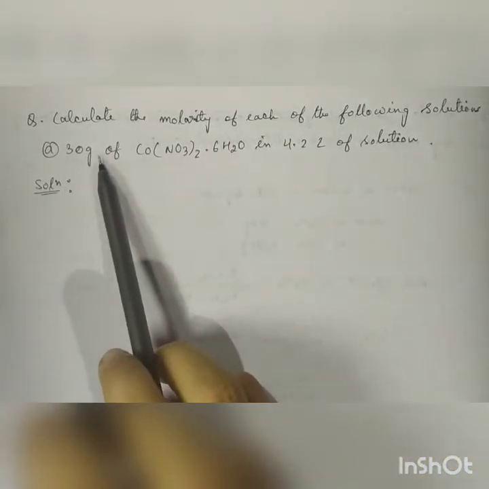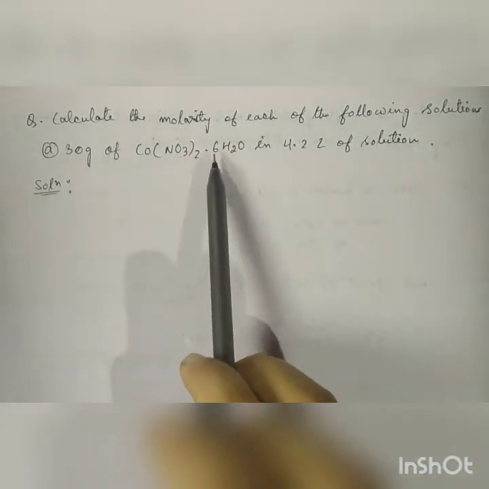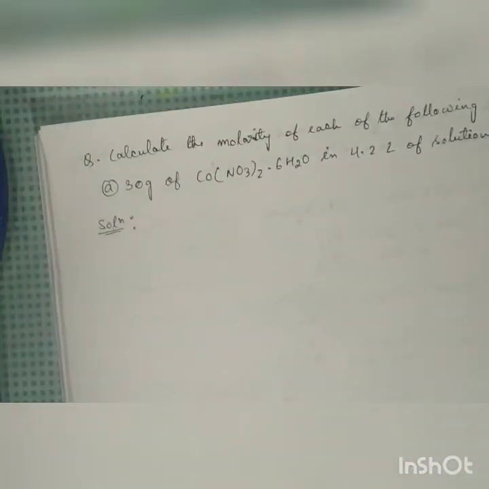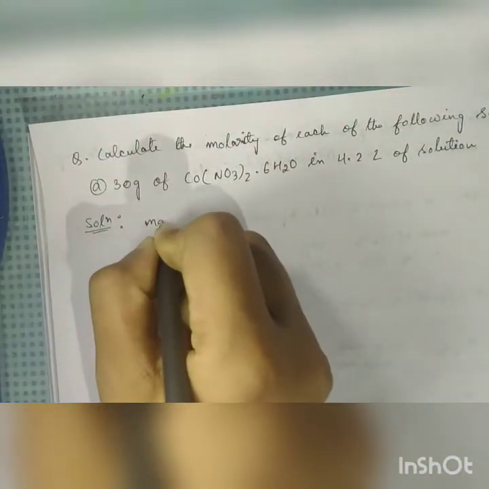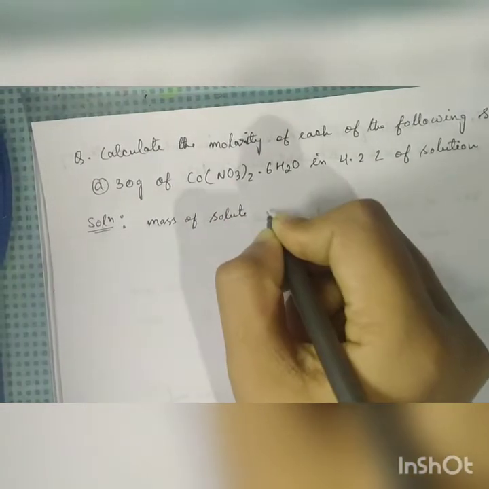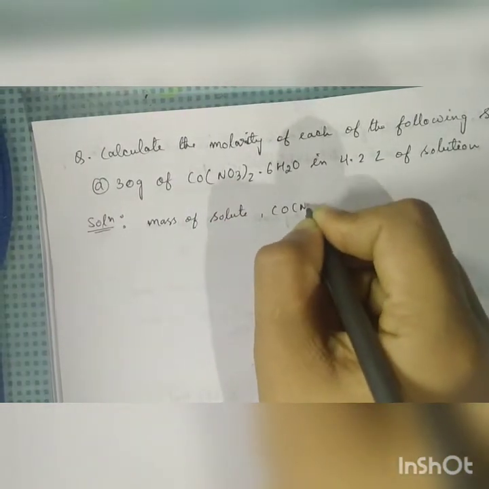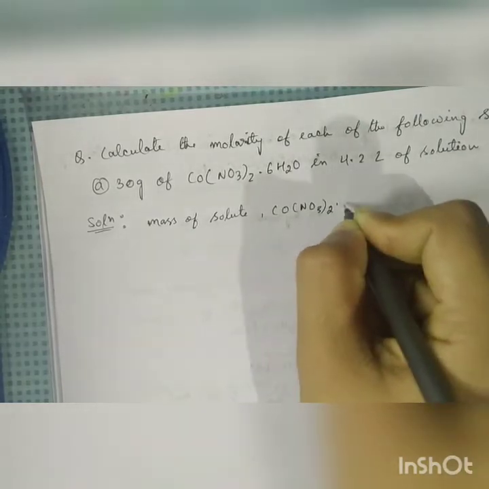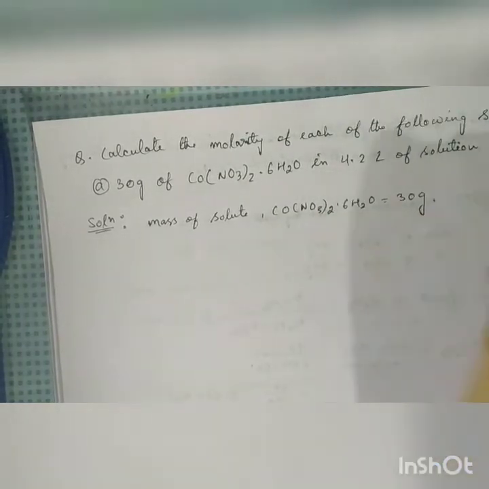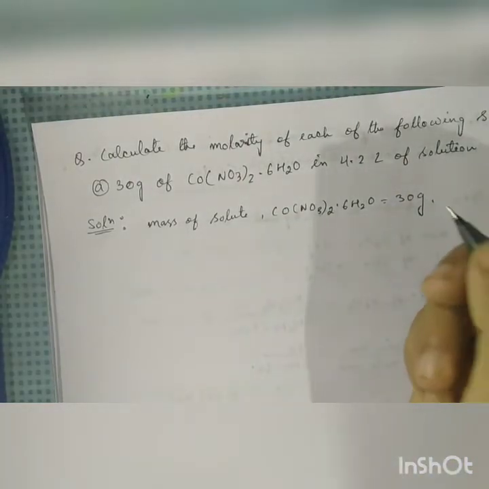The next question is: calculate the molarity of each of the following solutions. The first one is 30 gram of cobalt nitrate hexahydrate in 4.2 liter of solution. Okay, so here the mass of solute, that means Co(NO3)2·6H2O, is given as 30 gram.